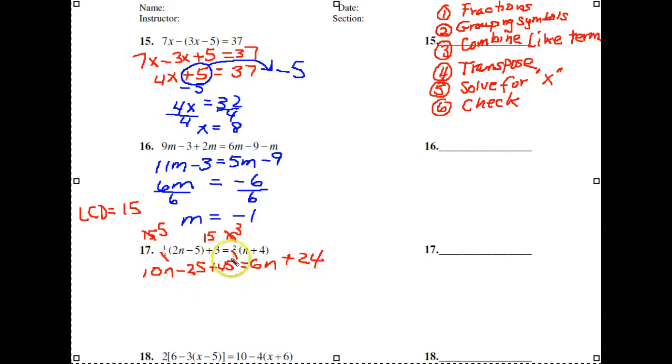So we've gotten rid of the fractions. We now have an equivalent equation, and we need to combine like terms. So this is going to be 10n plus 20 equals 6n plus 24. Now notice I tried to keep my equal signs lined up, and they are in sequential steps.